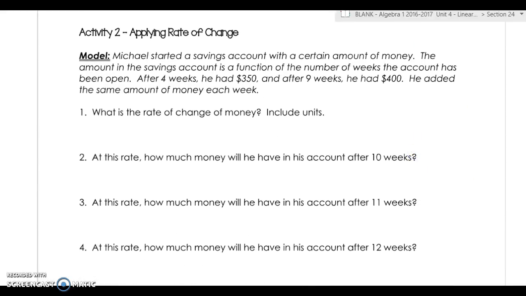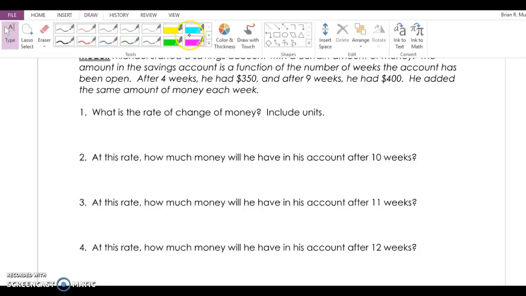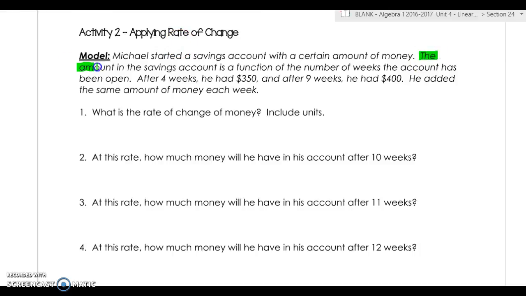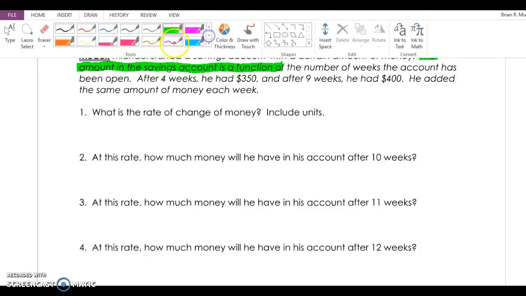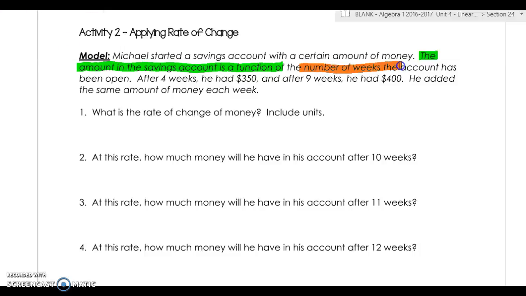So once we have these situations, now we can start applying and doing some other things with it. So we have a function here where we have a savings account. Michael started a savings account with a certain amount of money. When you open the account, you have to deposit a certain amount to even open that account. The amount in the savings account is a function of the number of weeks the account has been open.